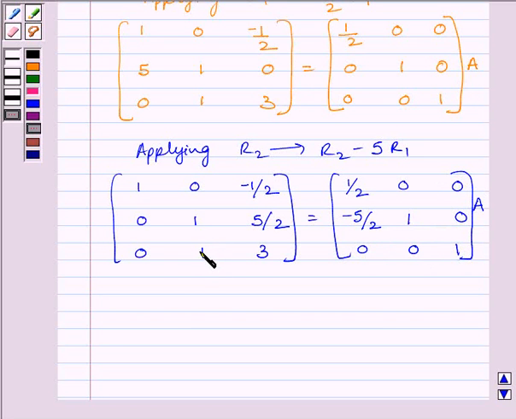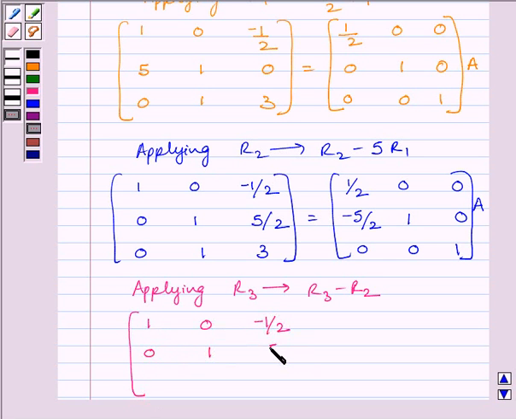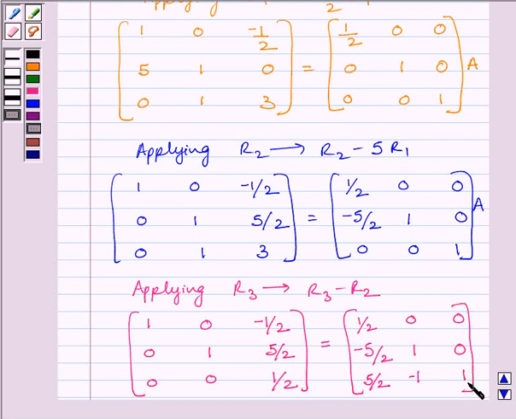Now, to make this element equal to 0, we will apply on R3 row operation R3 minus R2. So, applying on R3 row operation R3 minus R2, we get matrix [1, 0, -1/2; 0, 1, 5/2; 0, 0, 1/2] is equal to matrix [1/2, 0, 0; -5/2, 1, 0; 5/2, -1, 1] multiplied by A.